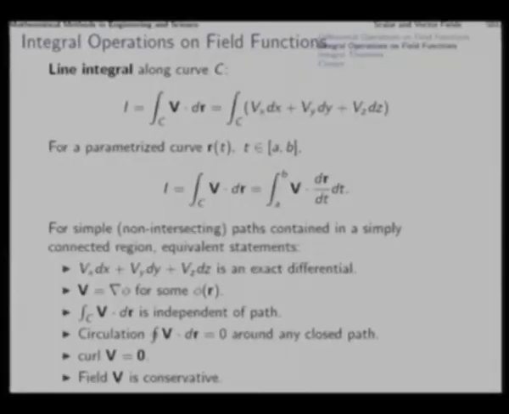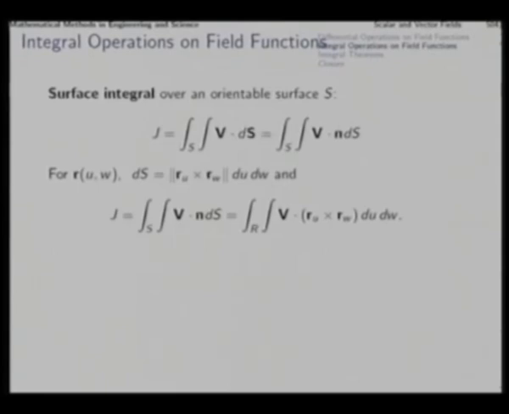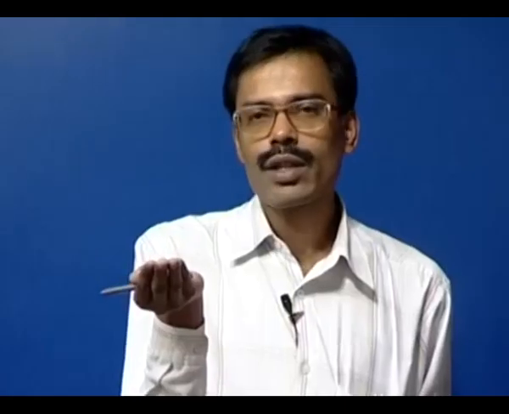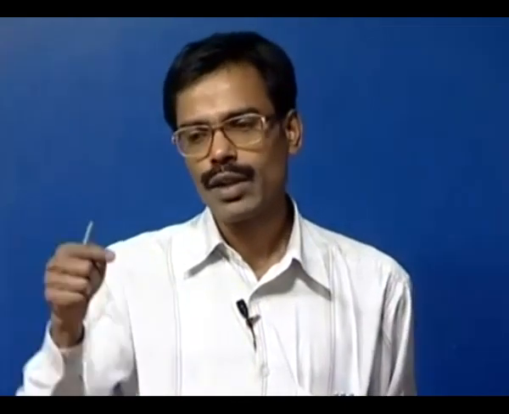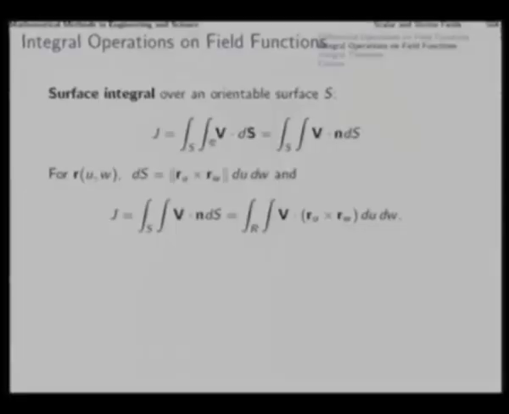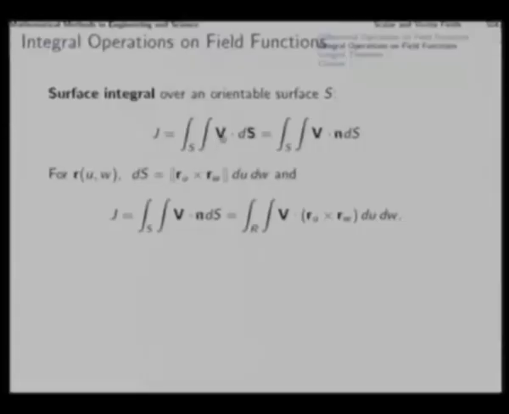The second integral that we define is a surface integral. This is defined over a surface element. Now, ds is a differential surface element, and its magnitude is the area of that small surface element, and the direction is along the normal to that surface element. So, if you effect this dot product and then integrate that all over a surface patch, then you get the surface integral of the vector field V over that surface patch S.